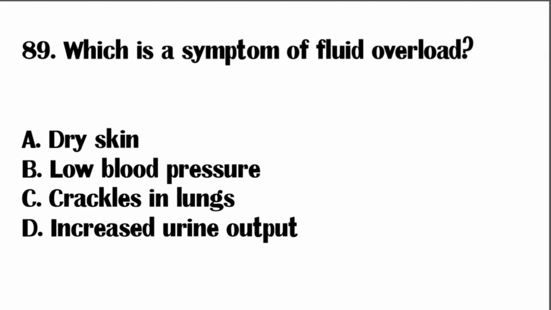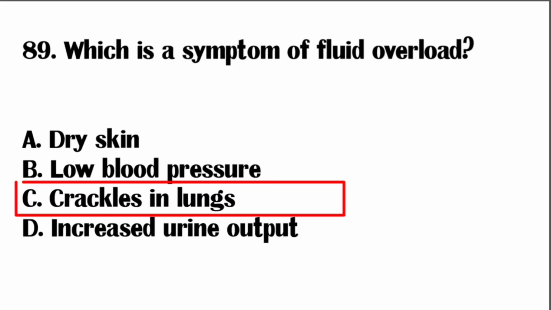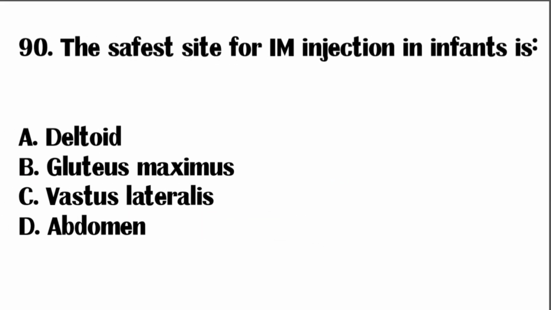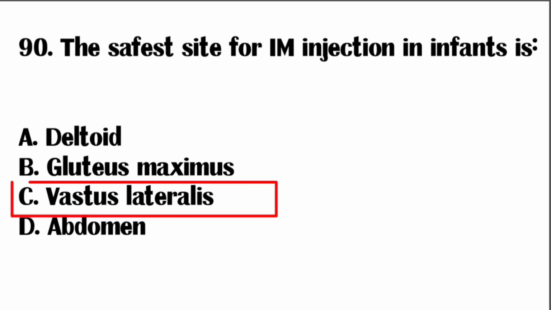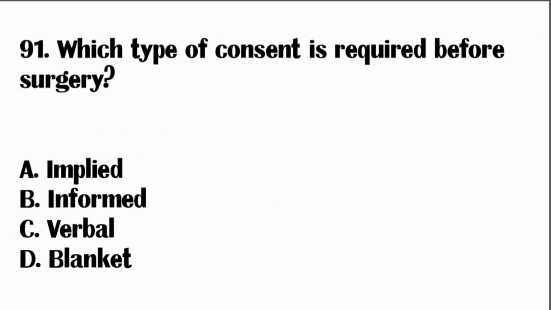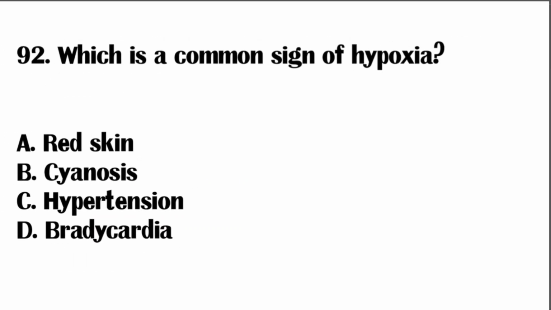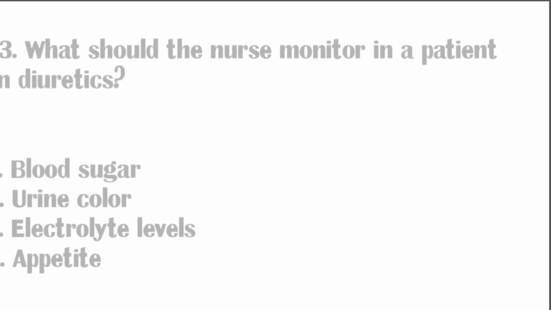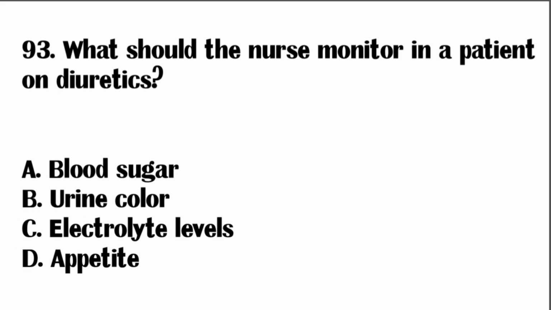Next question. Which is a symptom of fluid overload? Correct answer: crackles in lungs. Next question. The safest site for an IM injection in an infant is? Correct answer: vastus lateralis. Next question. Which type of consent is required before surgery? Correct answer: informed. Next question. Which is a common sign of hypoxia? Correct answer: cyanosis.